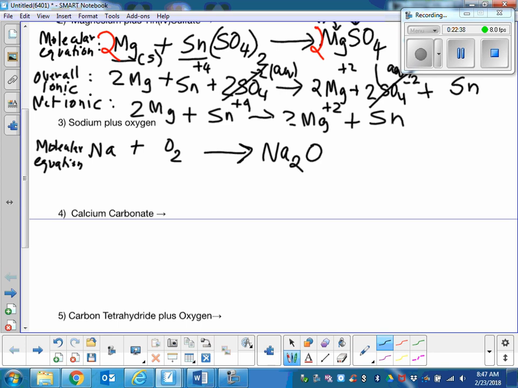Ruby also needs net ionic equations for her AP chemistry class, right? Let's do it together, Ruby. What is the state symbol for sodium? Solid. It's a metal. What is the state symbol for oxygen? It's a gas. What is the state symbol for an ionic compound?